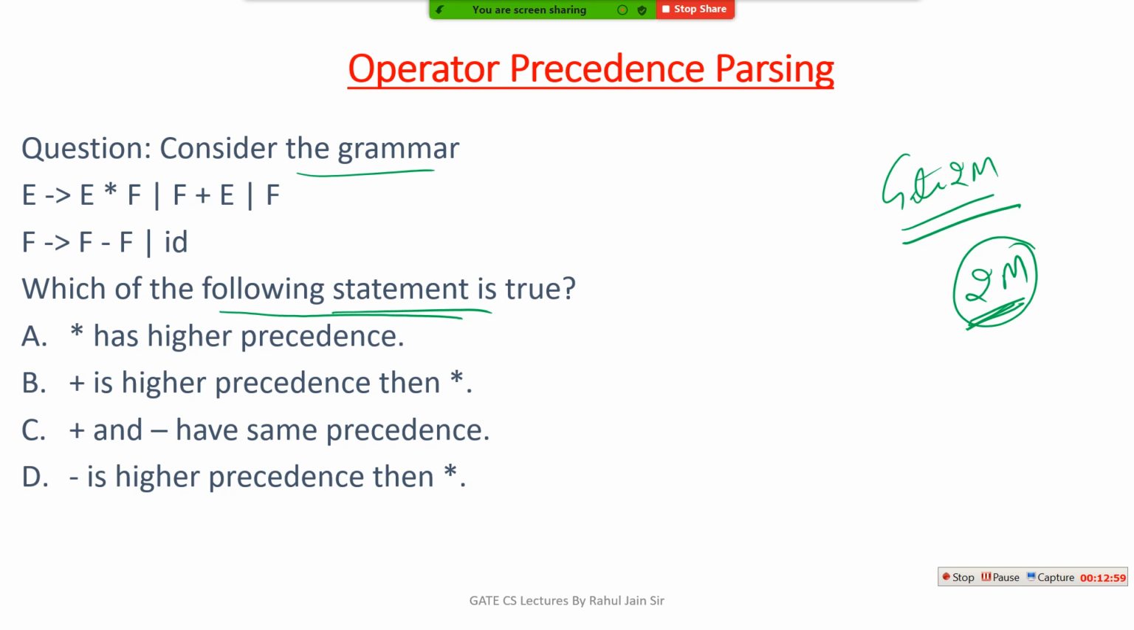Okay, give answers, guys. This is the real GATE question, GATE 2 marks question. If you are able to solve such kind of questions, it means you are okay with operator precedence parsing. Because this kind of questions they are expecting from you under operator precedence parsing. If you are able enough to answer such kind of questions, it means you are ready for the GATE exam from the perspective of operator precedence parsing.